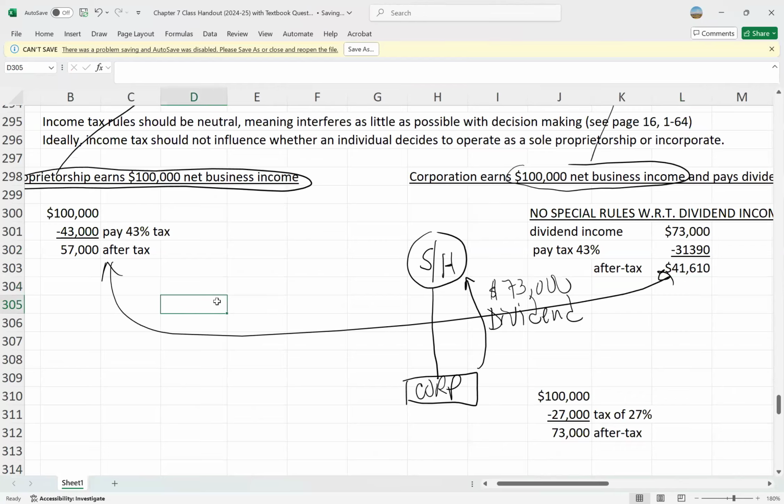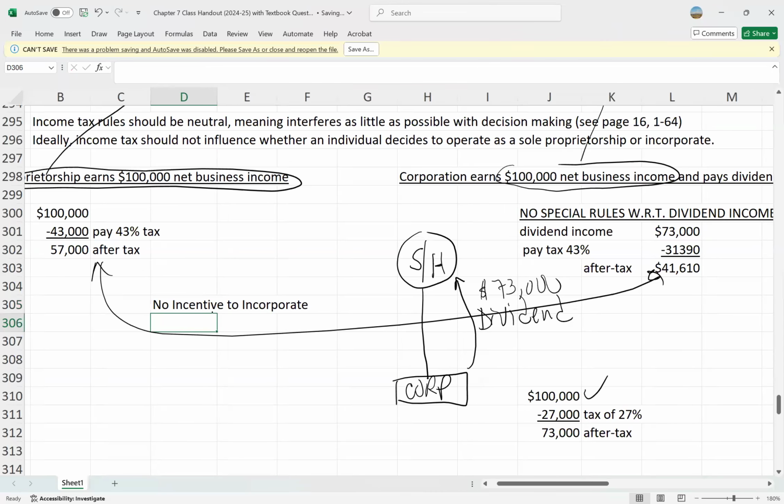And you can sort of see here that if they were to incorporate and there was no special rules with respect to dividend income, there would be no incentive to incorporate because they would have a lot less after tax if they decided to incorporate, have the corporation earn the 100,000 and then pay the after tax amount to them, the shareholder, as a dividend. So that's why we have special rules with respect to dividend income.